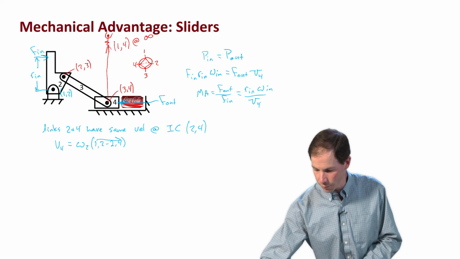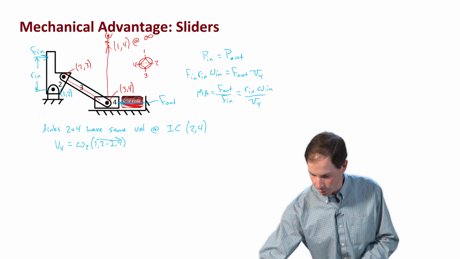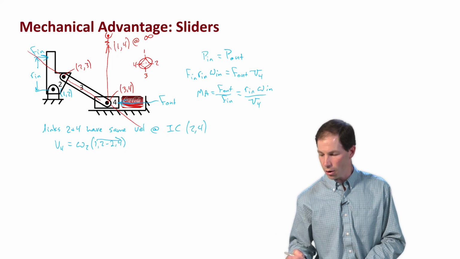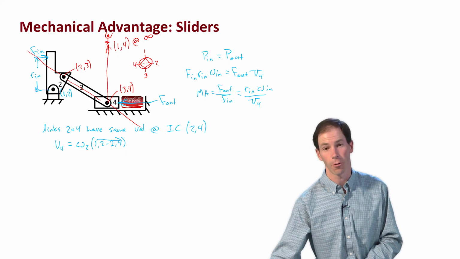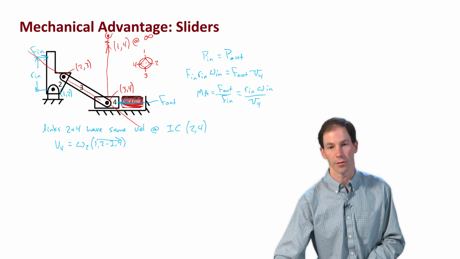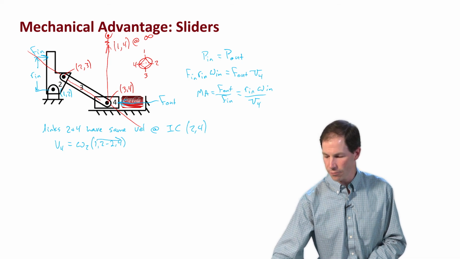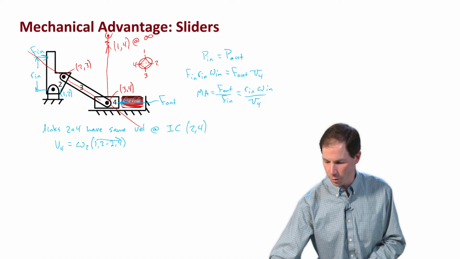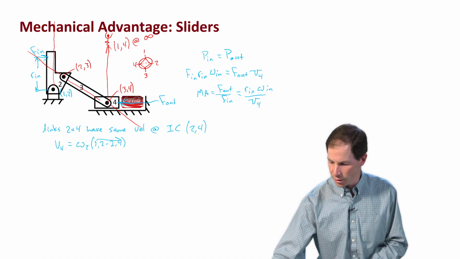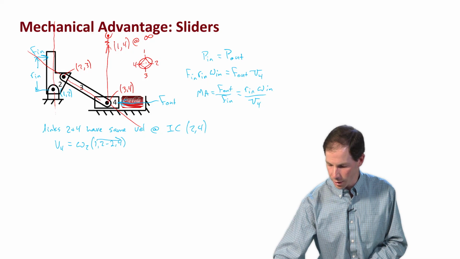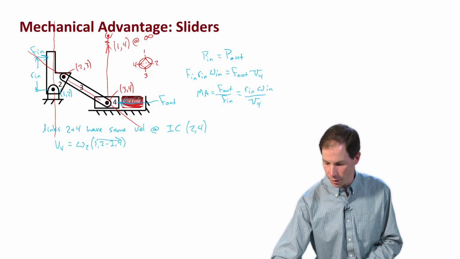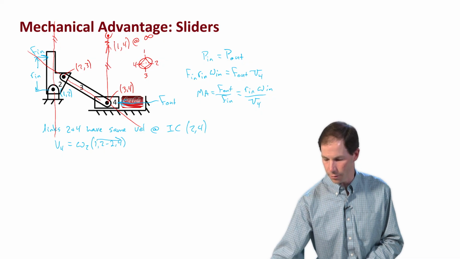So 2, 3, 3, 4, that is the coupler link. So I'll extend that line out, something like that. And then it also lies along the line of 1, 2, and 1, 4. 1, 2 is the ground pivot of the input link. 1, 4 I said was at an infinite distance. So if I draw a line from 1, 2, an infinite distance to that instant center 1, 4, it would be a line like that. So this is parallel to this guy here.